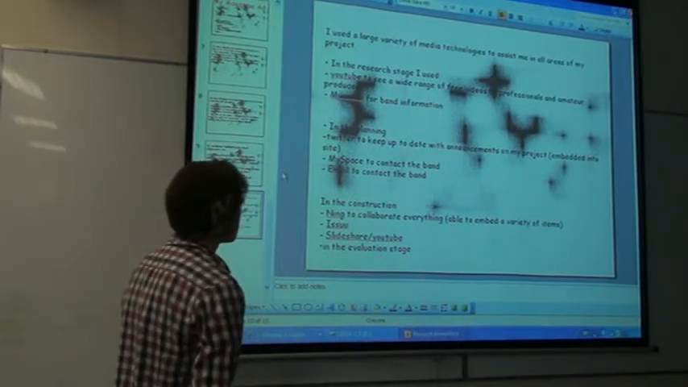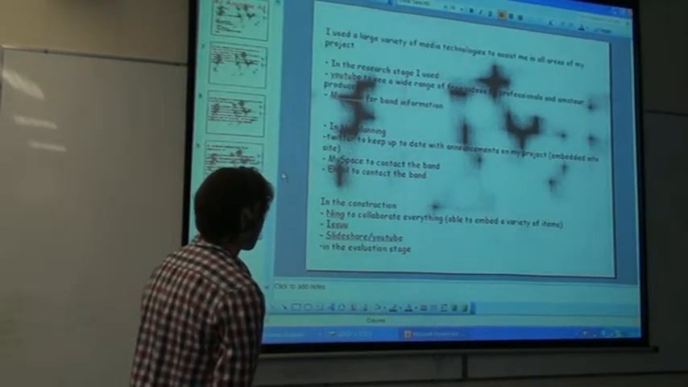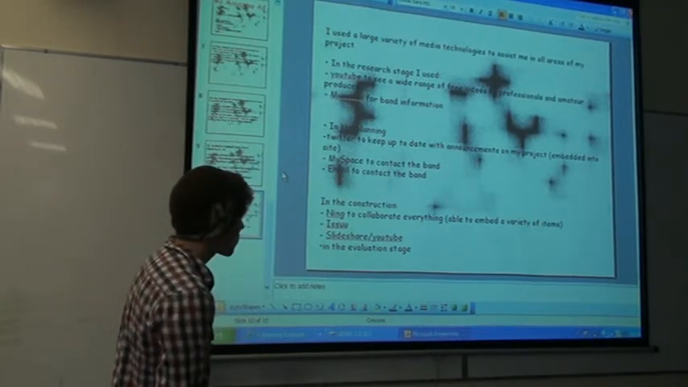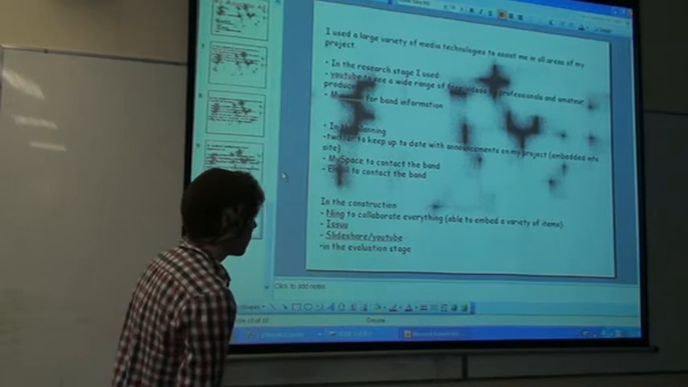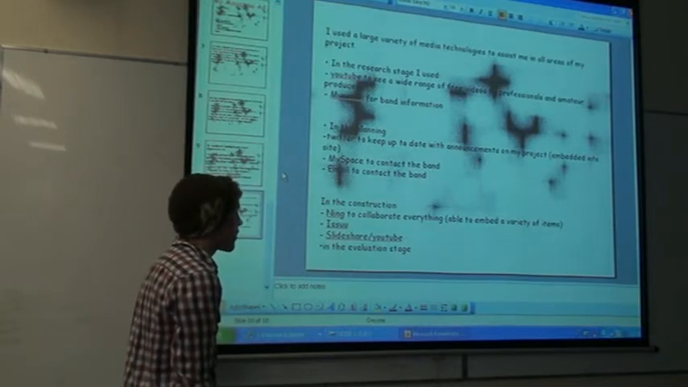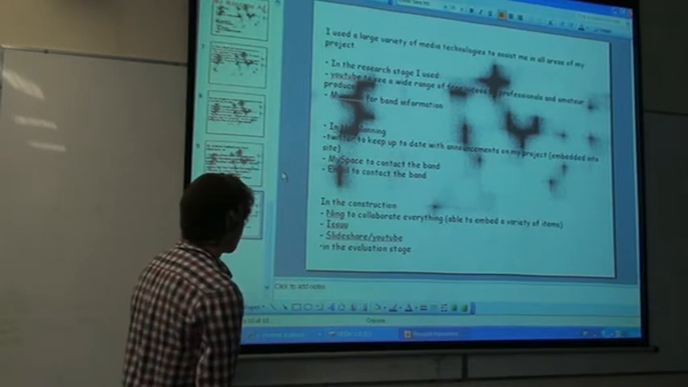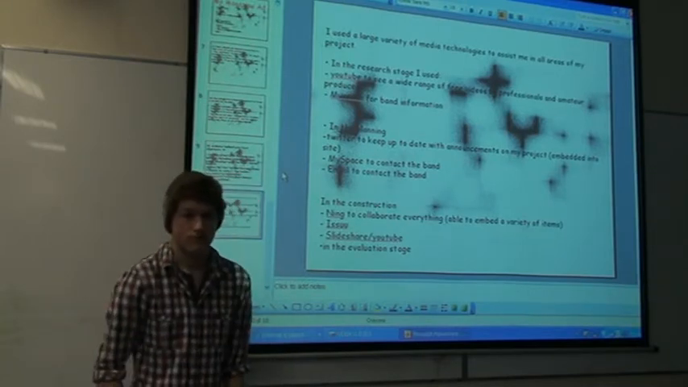In the planning, I used Twitter to keep up to date with announcements on my project, which were embedded into my Ning. MySpace and email were used to contact the band. In the construction, Ning was used to collaborate everything, so it enabled me to embed a variety of items. Issuu helped me upload PowerPoint presentations. SlideShare and YouTube also helped me upload my final things in the evaluation stage.